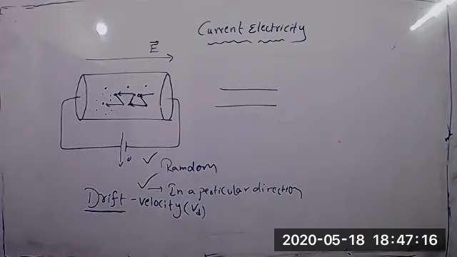Hello? Oh, Kushi? Yes, sir. Kushi, did you understand? Yes, sir. Minimum velocity with which an electron drifts opposite to the electric field. Okay.